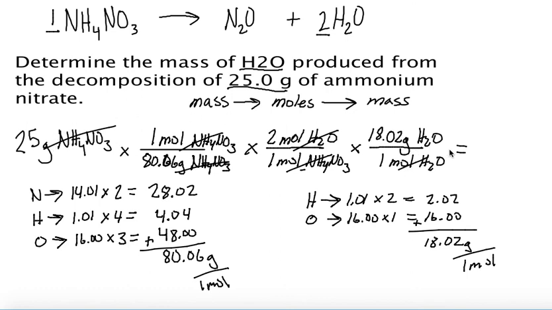Go through and crunch the numbers here. So 25 times 1 divided by 80.06 times 2 divided by 1 times 18.02 divided by 1, and we should get 11.3 grams of H2O. And that's the final answer for that one.